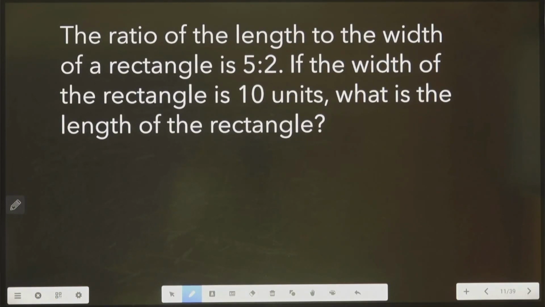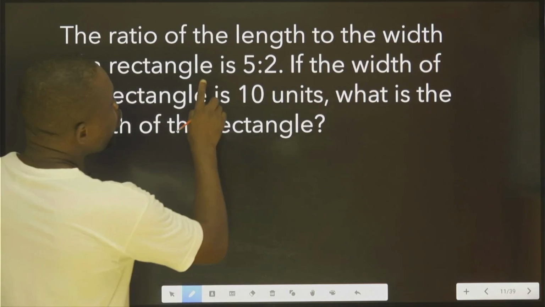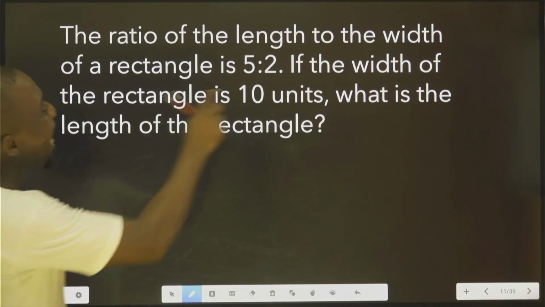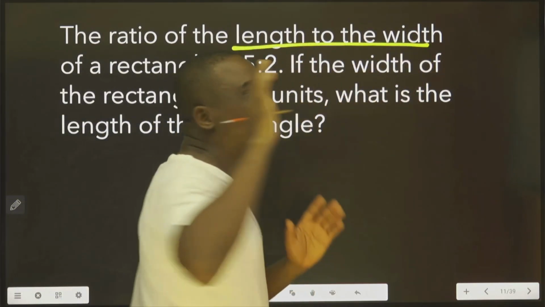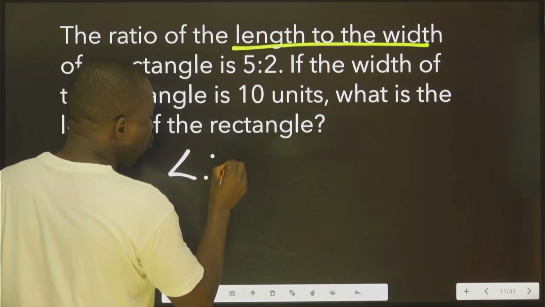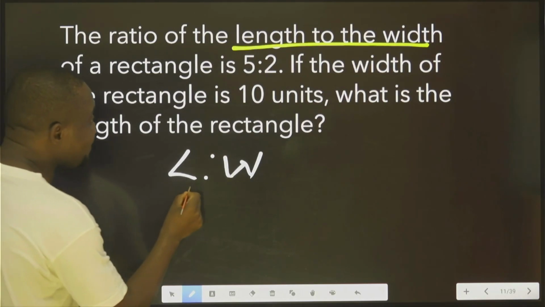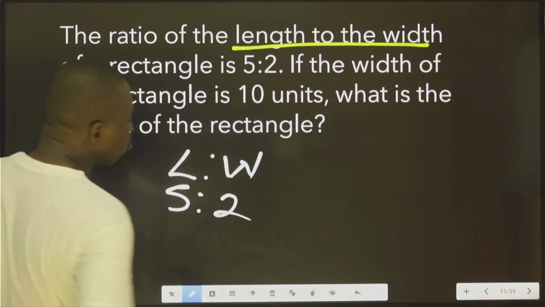It says the ratio of the length to the width of a rectangle is 5:2. If the width of the rectangle is 10 units, what is the length of the rectangle? Okay? So, we are talking about length to width. Which one comes first? Length is before width. Okay? And we are told it's 5:2.